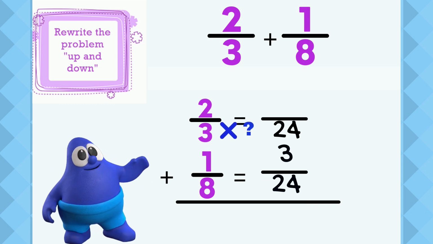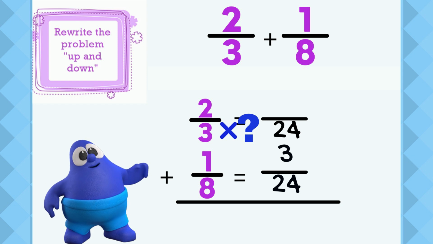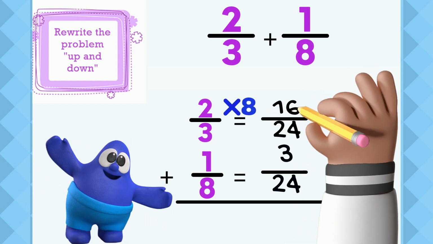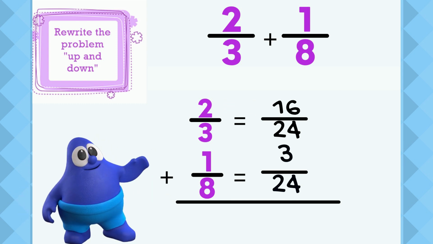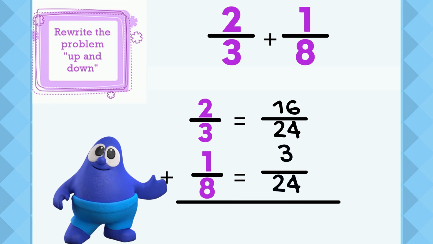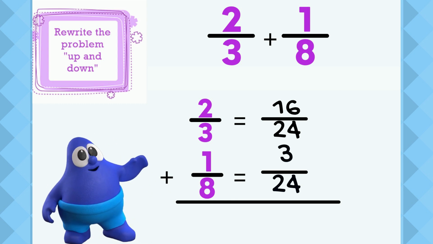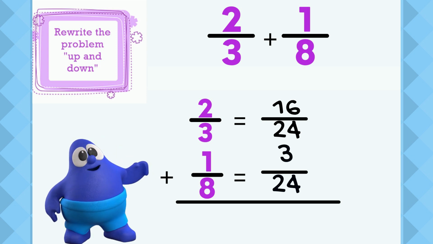Now let's change 2/3. What times 3 equals 24? It is 8. Multiply the numerator by 8 and you get 16/24. Now that the denominators are the same, we can add these fractions together. 16/24 plus 3/24 is 19/24.